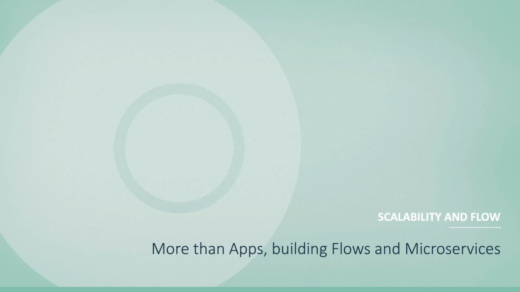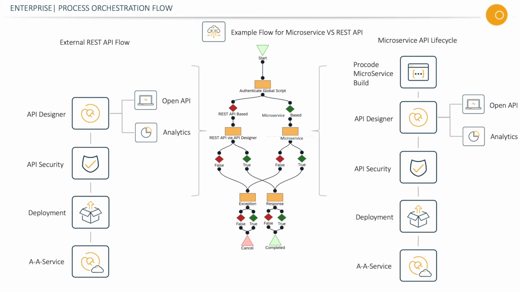It's also about flows and microservices. How can we do scalability? Think of a simple example. What's the difference in the lifecycle between building a microservice and consuming an already existing API? Let's look at the lifecycle.